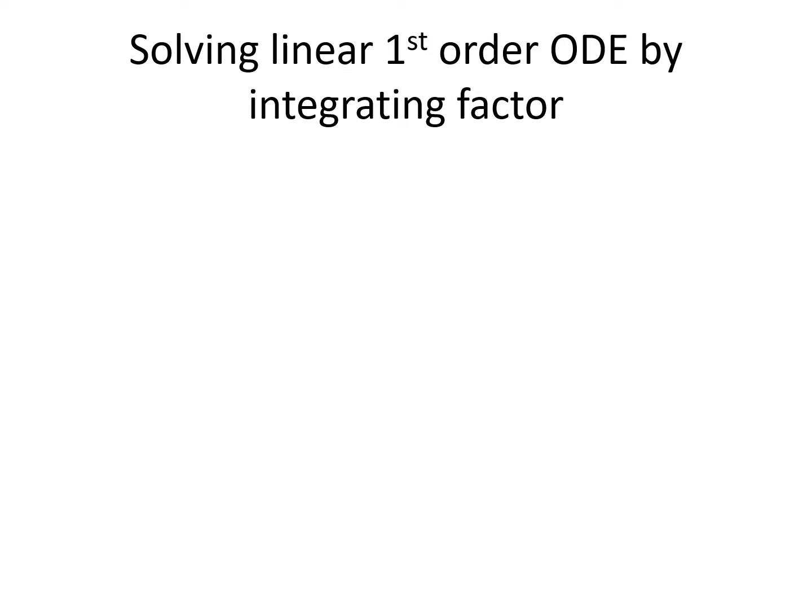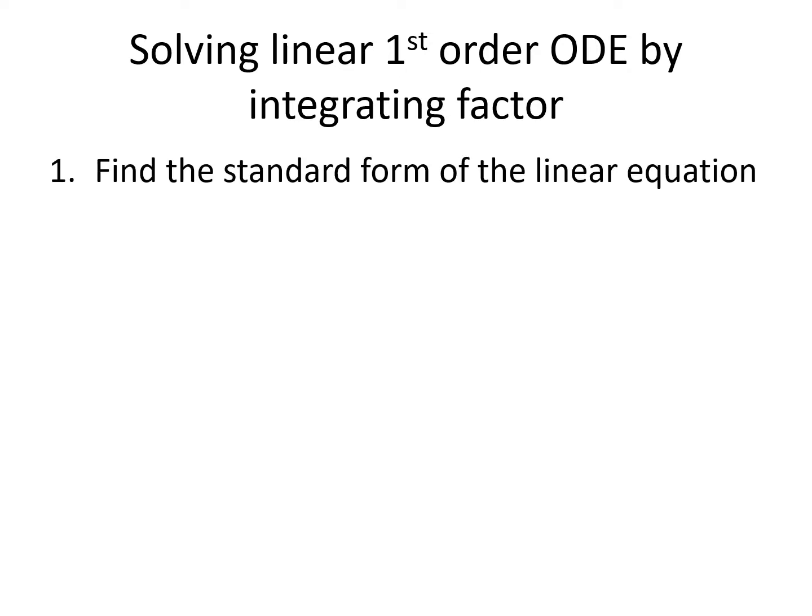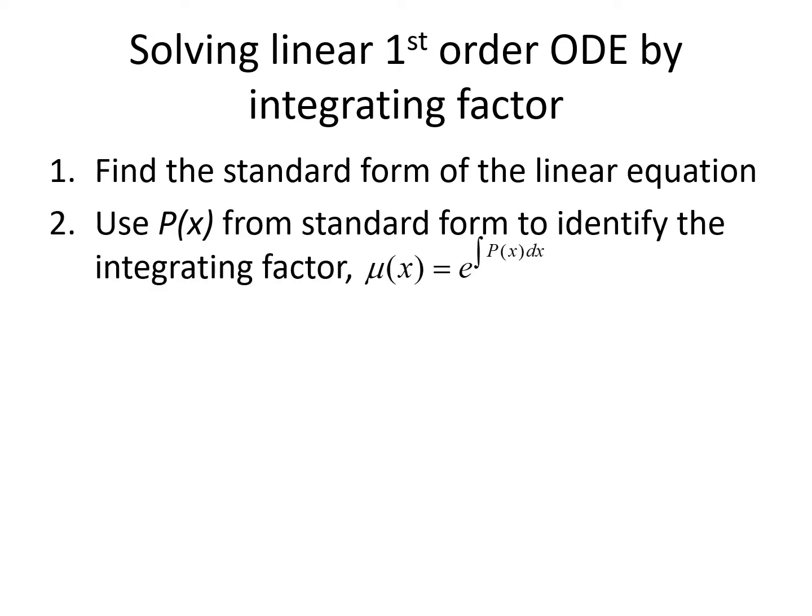If we want to solve a linear first-order differential equation, we're going to use what's called an integrating factor. We're going to take the following steps. First, we're going to find the standard form of the linear equation, so that means we're going to divide everything by the leading coefficient. Second, we're going to use the p of x, the coefficient of y from the standard form, to create an integrating factor. Our integrating factor, mu of x, is defined to be e raised to the integral of p of x times dx.